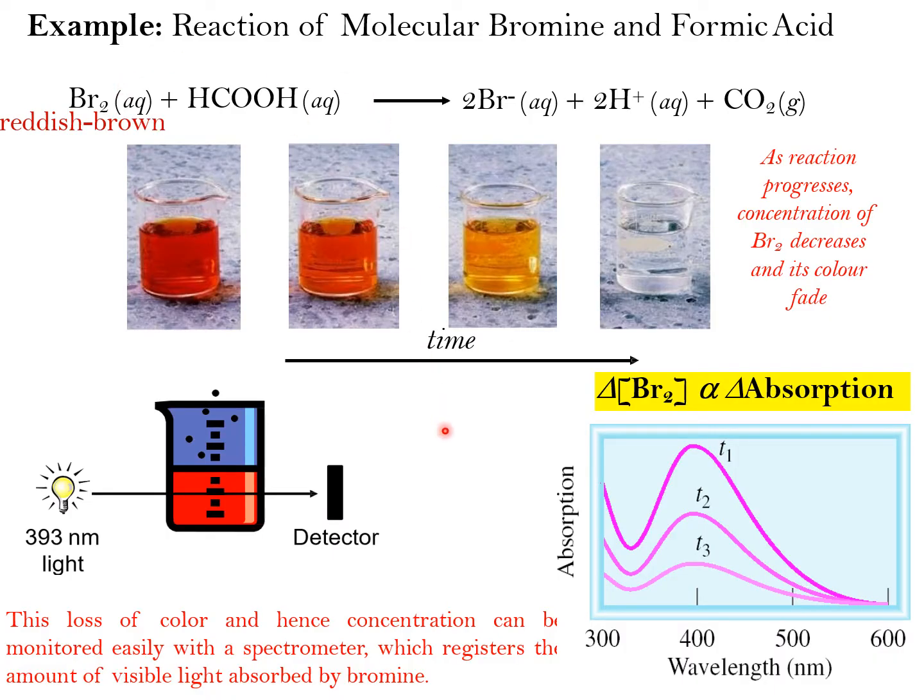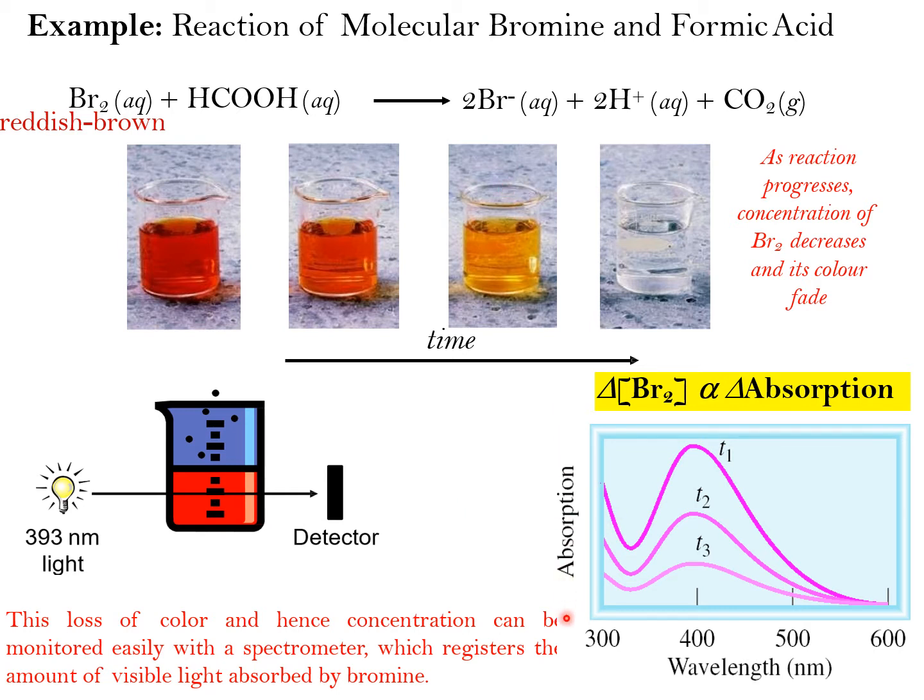Okay, for example, the reaction between bromine and formic acid. The bromine is initially reddish in color. When it reacts with formic acid, the color changes from reddish brown to a faded color as the concentration of the bromine decreases. So the concentration of the bromine can be determined by using a spectrophotometer that can detect the visible light absorbed by the bromine.